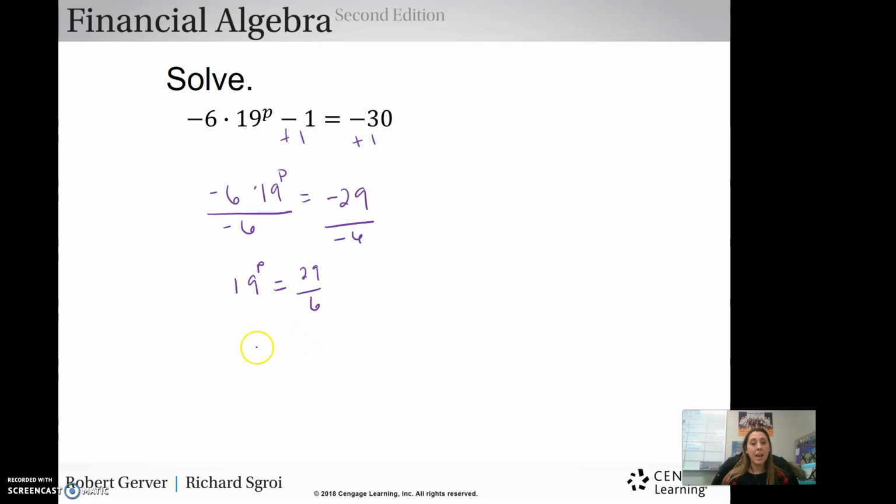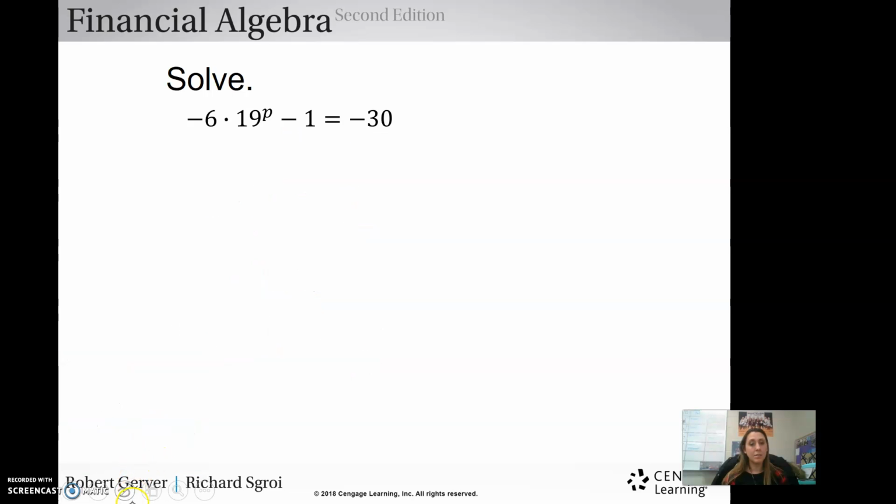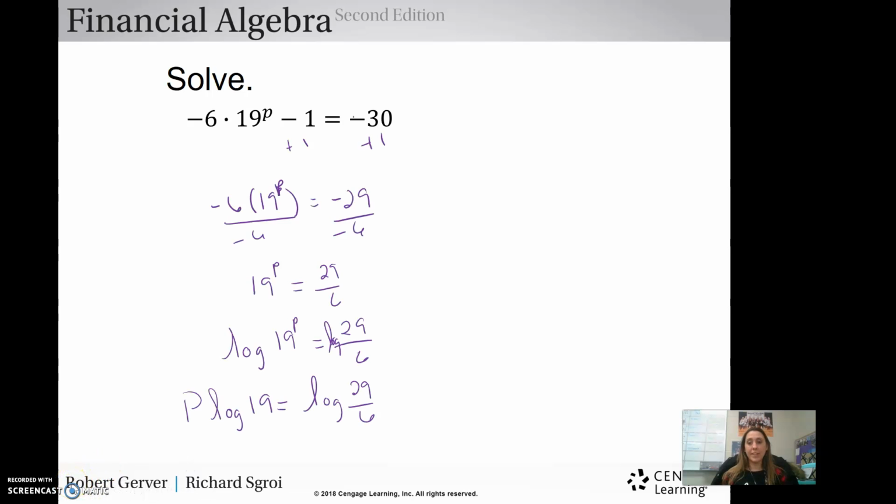Then I'm going to use my log rules, and I'm going to find log base 10 of 19 to the p is equal to log base 10 of 29 over 6. And then I'm going to use that rule, throw that right out front. Oops, I don't know why I put a 9. Let's delete that. Oh man, deleted everything. Okay, so I fixed it, and we have p times log 19 is equal to log of 29 over 6.